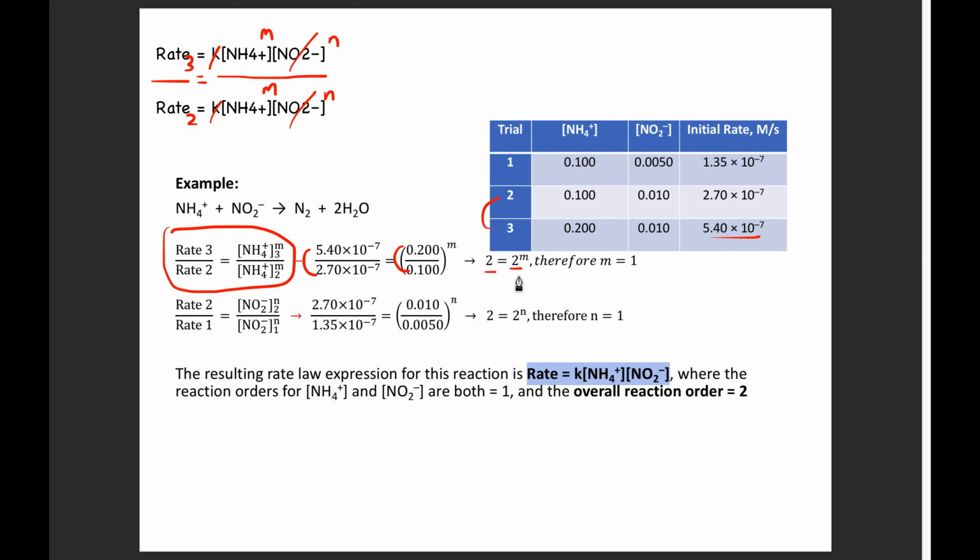Well, it has to be equal to 1, right? That's the only way this equation would be true. So therefore, we know m is equal to 1. So when we look at our rate law, we can say m here is equal to 1 with regard to ammonium. So let's go back down to the rate law over here.